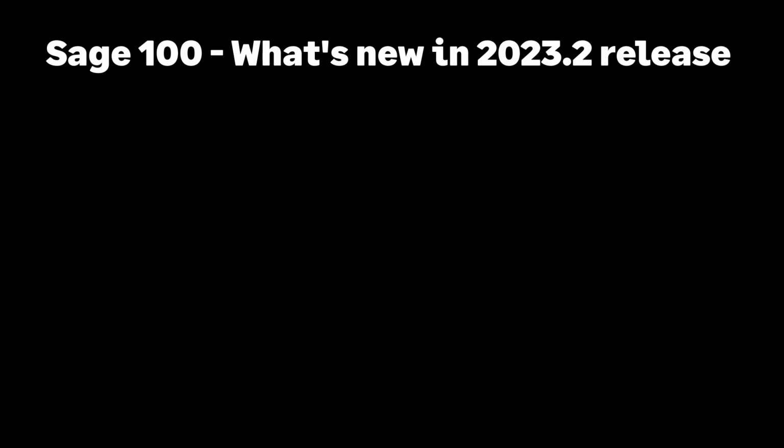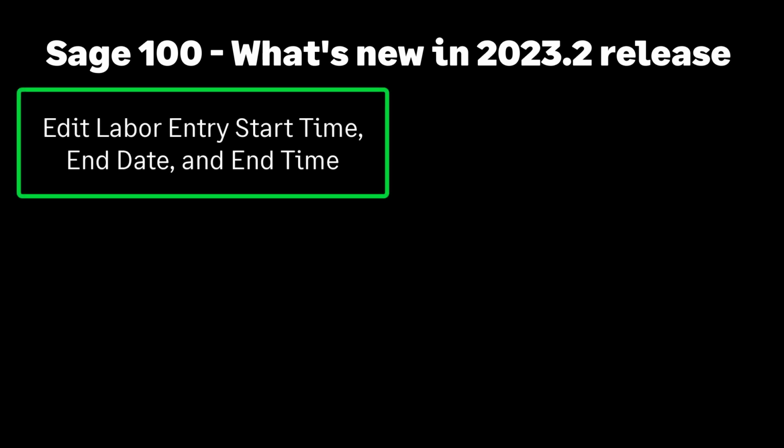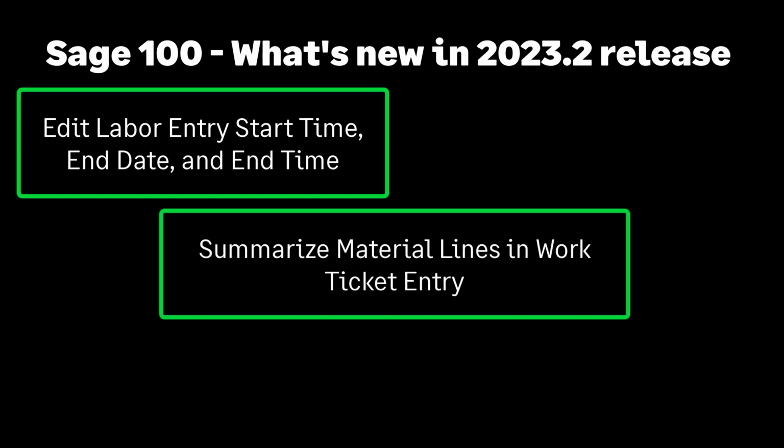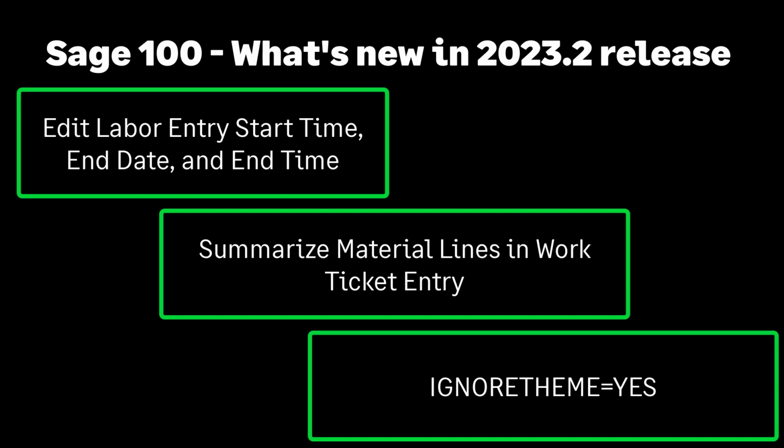Welcome to this video on the new features found in Sage 100 version 2023.2. We have two new features affecting Production Management module and one for our development partners. First, in labor entry, you will be able to edit start time, end date, and end time. Also in Production Management, you will be able to summarize material lines in work ticket entry. Finally, when developing themes, our development partners can override the theme to return to the default theme.